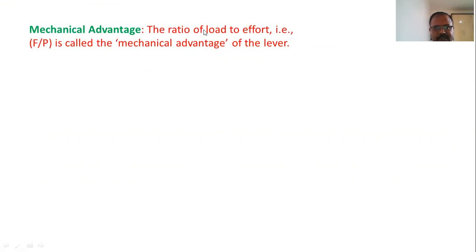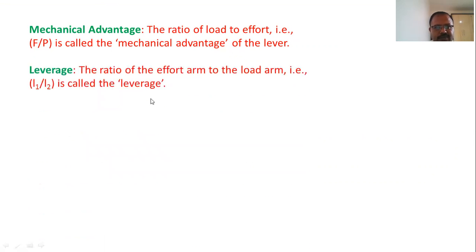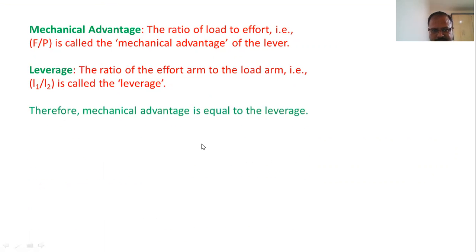Mechanical advantage is the ratio of load to effort, and leverage is the ratio of the effort arm to the load arm, that is, L1 upon L2. From the previous expression, we can say that mechanical advantage is equal to the leverage. For effective utilization of the lever, mechanical advantage as well as leverage should always be greater than 1. That means the length of the effort arm should be greater than the length of the load arm.